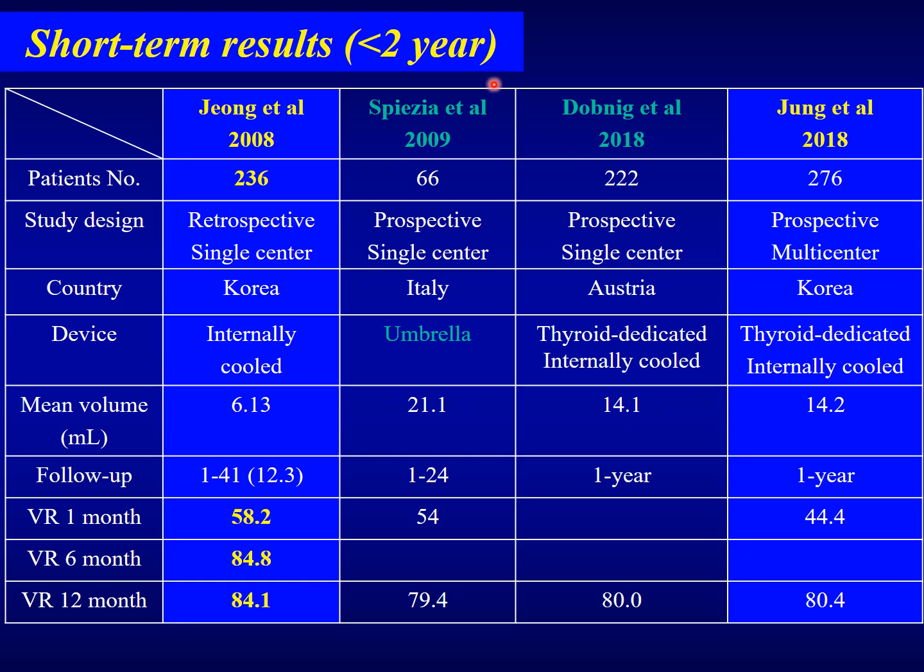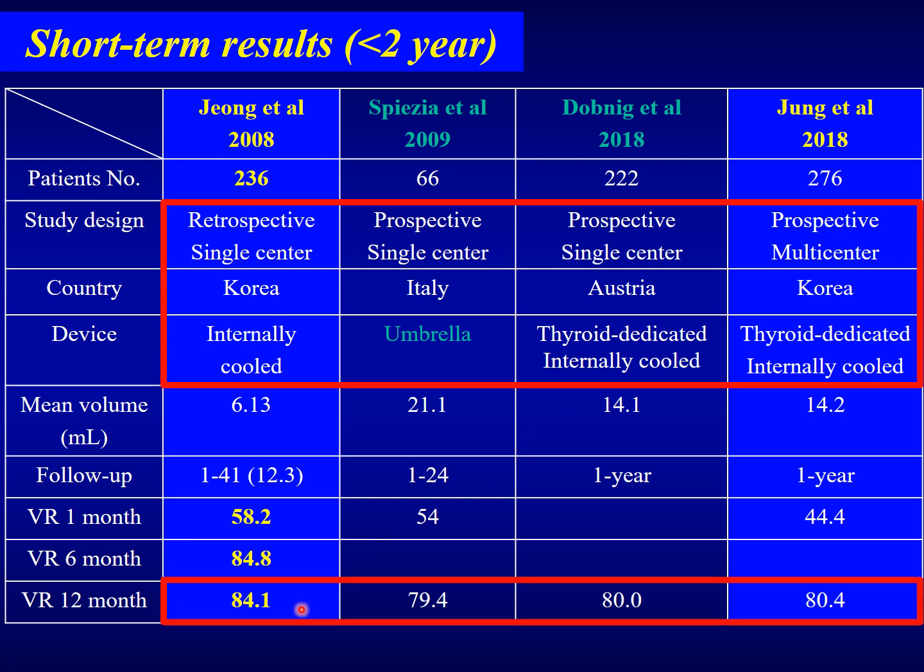Here are the short-term clinical outcomes, less than 2 years. Our team, the yellow colors, initially used an internally cooled electrode, but now we use the thyroid dedicated internally cooled electrode. The European doctors used an umbrella type electrode, but recently they also use the same electrode. Volume reduction is very excellent, around 80% volume reduction at 1 year.